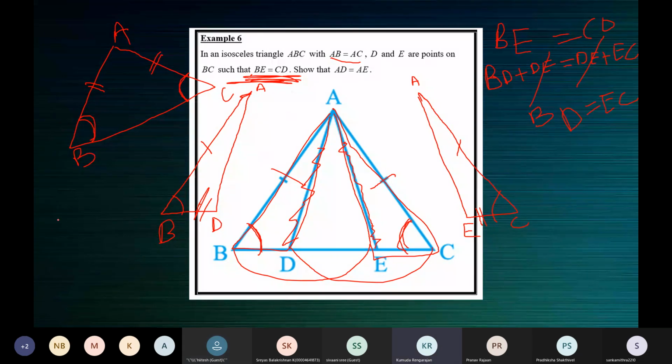Now name the triangles, the correct order. Ma'am, triangle ABD and triangle ACE. Triangle ABD is congruent to triangle ACE. Yeah, ACE. So CPCTC, we have AD is equal to AE.